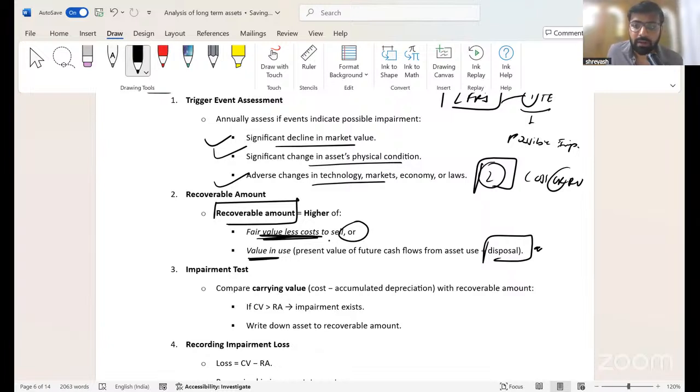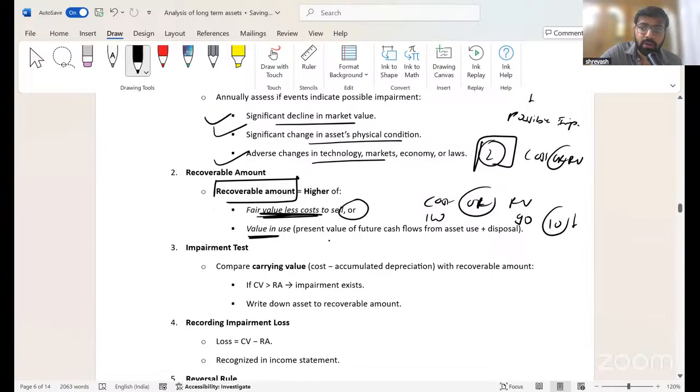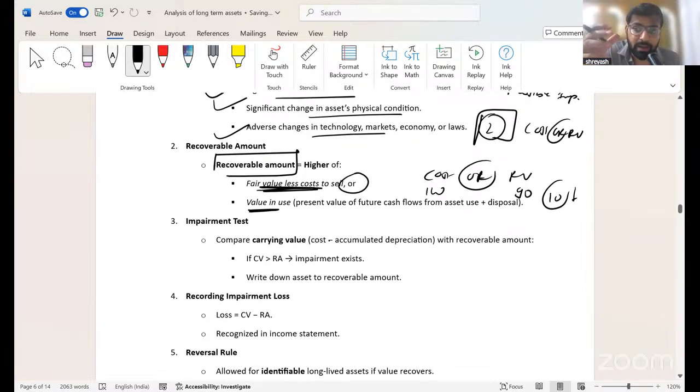Recoverable value. And how do I compare my impairment cost or recoverable value? If cost of the asset is 100 but recoverable value is 90, that means asset is impaired by 10. And that is how my doubt that impairment might have happened is confirmed by comparing cost or recoverable value.